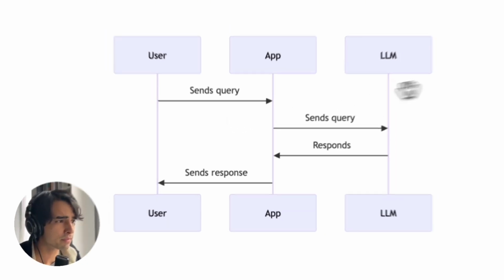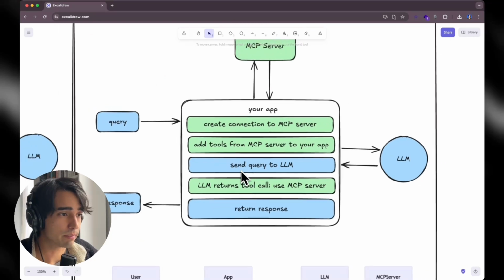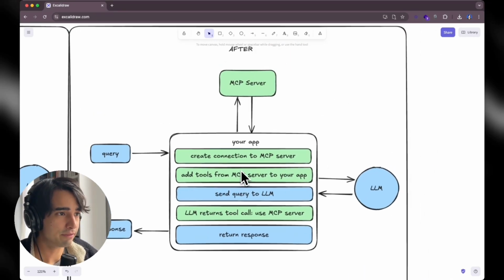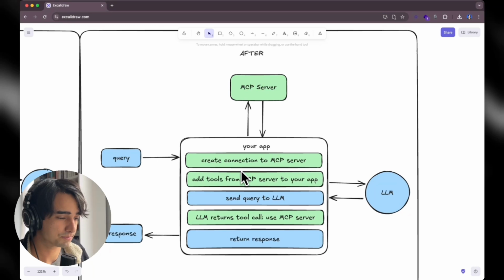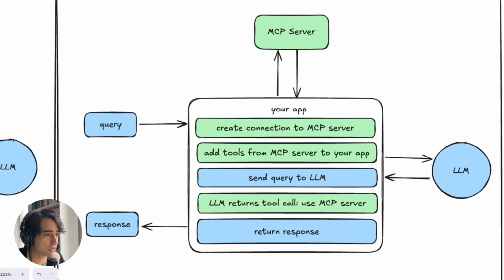Very straightforward. Now, let's take a look at what is going to be the result of what we're going to be building right here. And the after is going to look something like this. So, essentially, you have your same application. Again, there may be other processes going on right here, but what you have right here is the same application that receives the query. But as you can see, there are just three main operations that you will add to your logic in order to make it compatible with MCP.